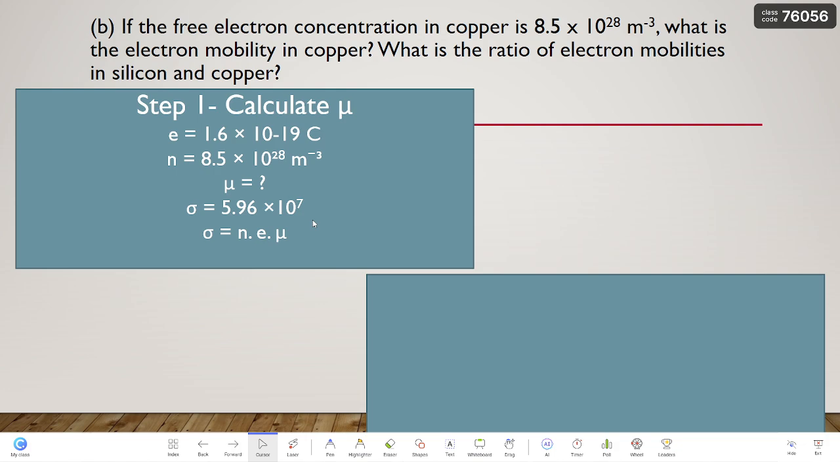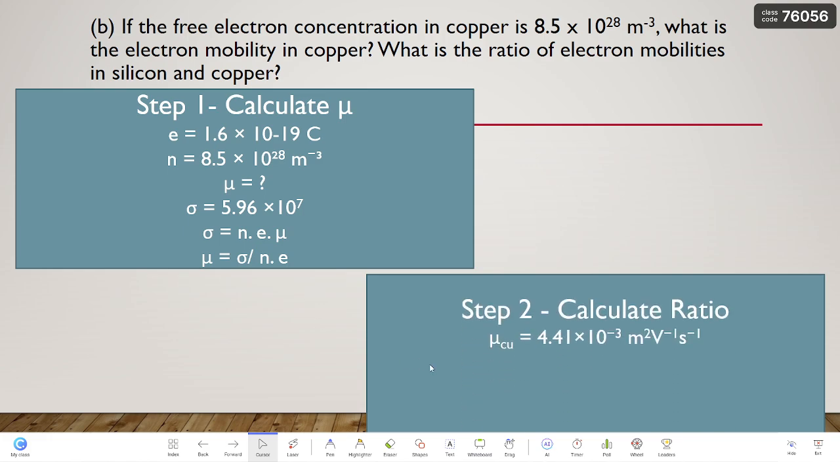We know the equation for conductivity. We simplify it. You can substitute sigma here, the free electron concentration, and the electron charge. So this is the final answer. The electron mobility in copper is this. And the silicon electron mobility we have taken from the previous question. If we have to find the ratio, we will divide these two mobilities, and this is the final ratio.